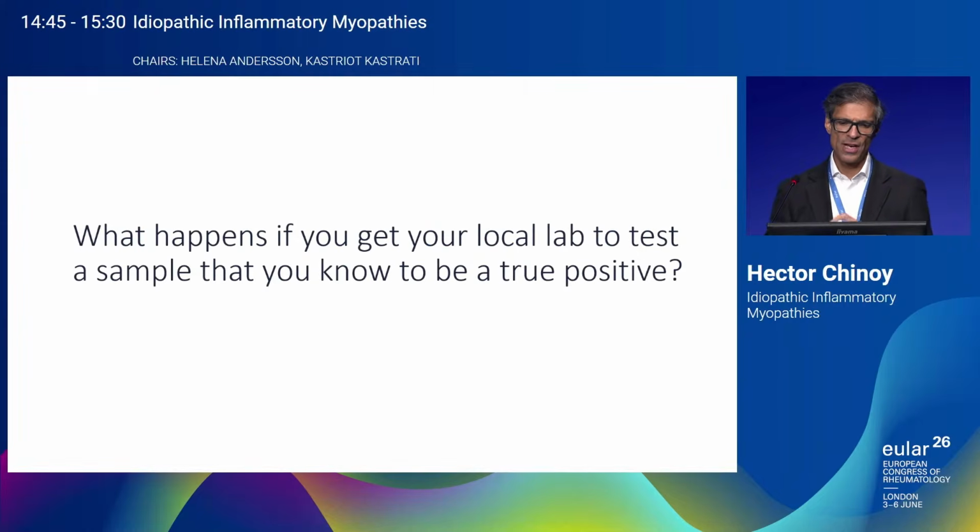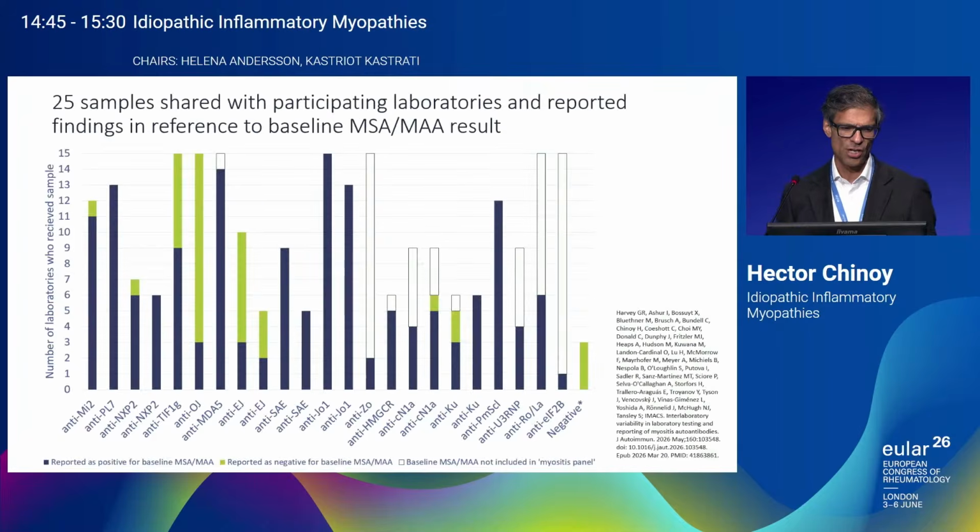What happens if you get your local lab to test a sample that you know to be a true positive? So it's almost that you're infiltrating the ranks and you send them a sample. It's like, I know what this is, and let's see what they're going to show. So this was a study that was published just last month, where 25 samples were shared with participating laboratories and reported findings in reference to the baseline MSA-MAA result.